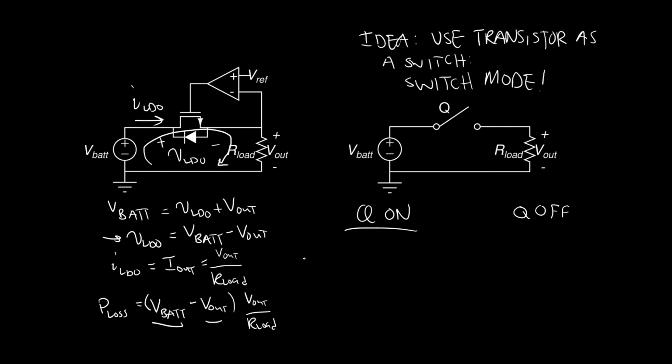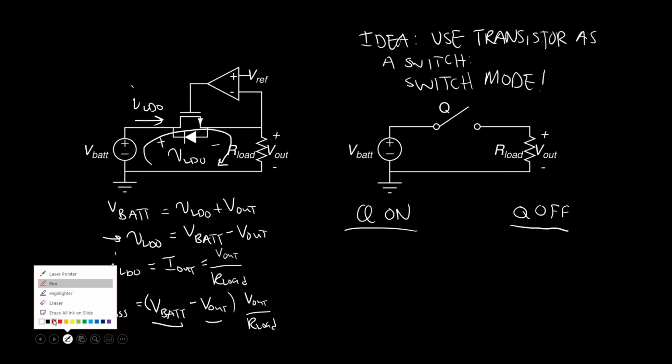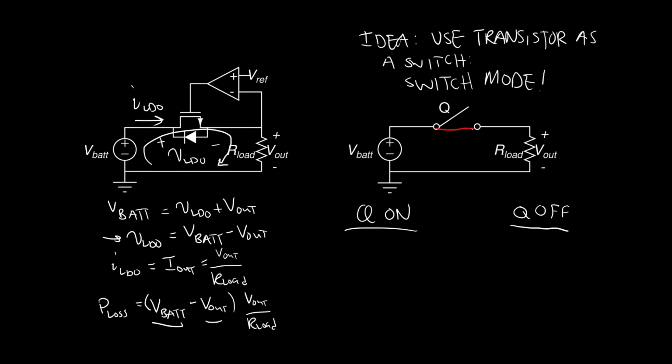So when Q is on, the ideal switch is a short circuit. Right? An ideal switch when it's on is just a short circuit. That means that the voltage across this switch, VQ, is 0, right? Because there is no voltage drop across a short circuit. A short circuit is like a 0 resistance, right? So no matter how much current you send through the switch, because it's a short circuit, there's no voltage drop. So VQ equals 0 because it's a short circuit.